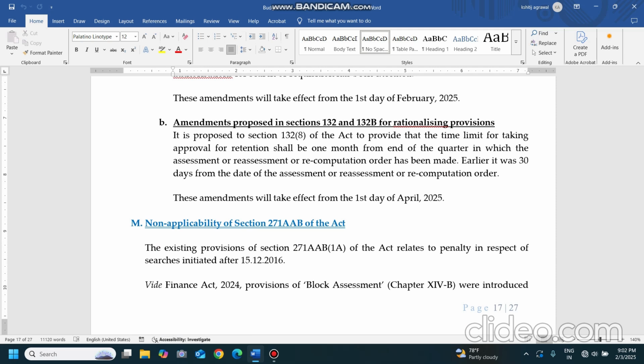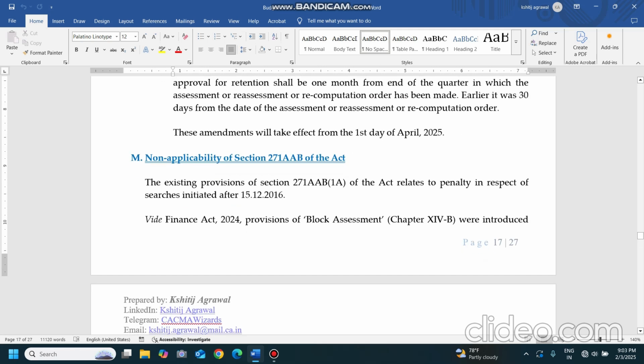Suppose earlier, an assessment order was passed on 22nd of November 2025. In that case, the assessee could apply for retention approval within 30 days, that is, till 22nd December. But now what is the case? 1 month from the end of the quarter. So the quarter containing November ends on 31st December 2025, so they have time to apply for retention approval till 31st January, 1 month from the end of the quarter. This will be applicable from 1st April 2025.